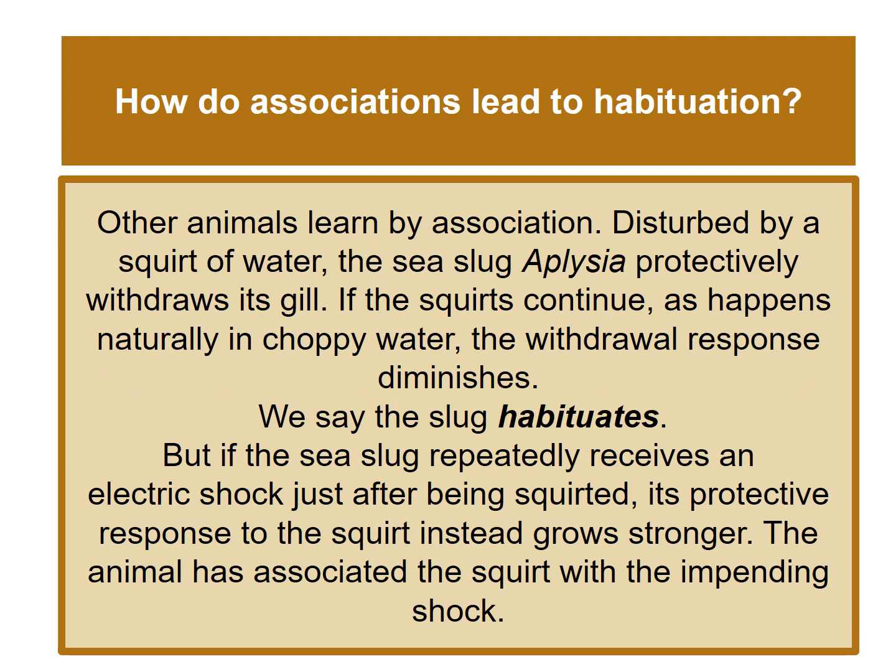How do associations lead to habituation? So other animals learn by association. Disturbed by a squirt of water, the sea slug, Aplysia, protectively withdraws its gill. If the squirts continue, as happens naturally in choppy water, the withdrawal response diminishes. We say the slug habituates. But if the sea slug repeatedly received an electric shock just after being squirted, its protective response to the squirt instead grows stronger. The animal has associated the squirt with the impending shock.